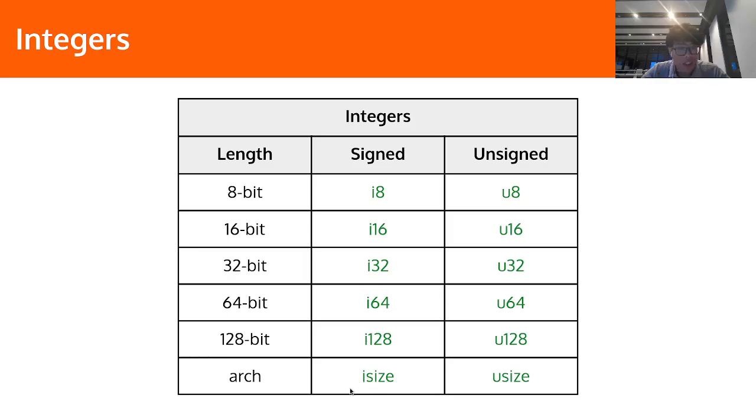A last number type that we would like to cover is isize and usize. The length is labeled as arch, and arch is short for architecture. So actually the size of an isize or usize will be dependent on the particular architecture that your code is running on. For example, on a 64-bit computer, usize will be 64-bit, and on a 32-bit computer, usize will be 32-bit.